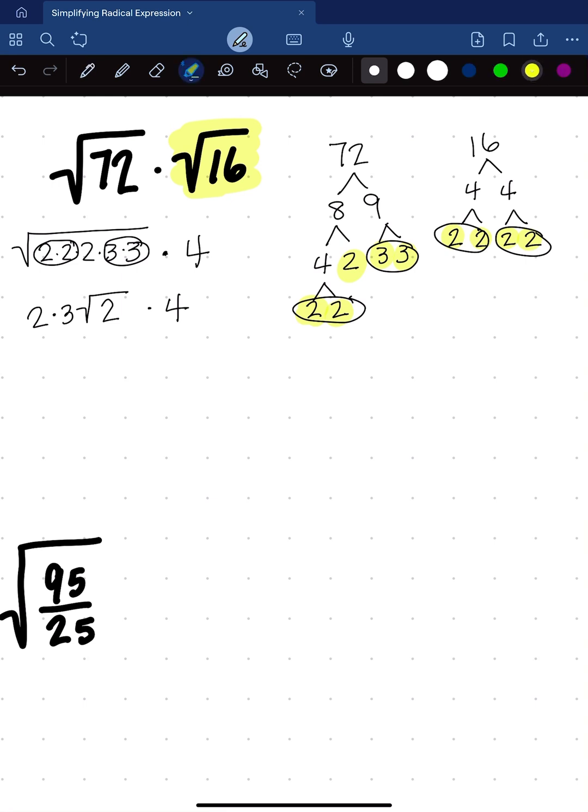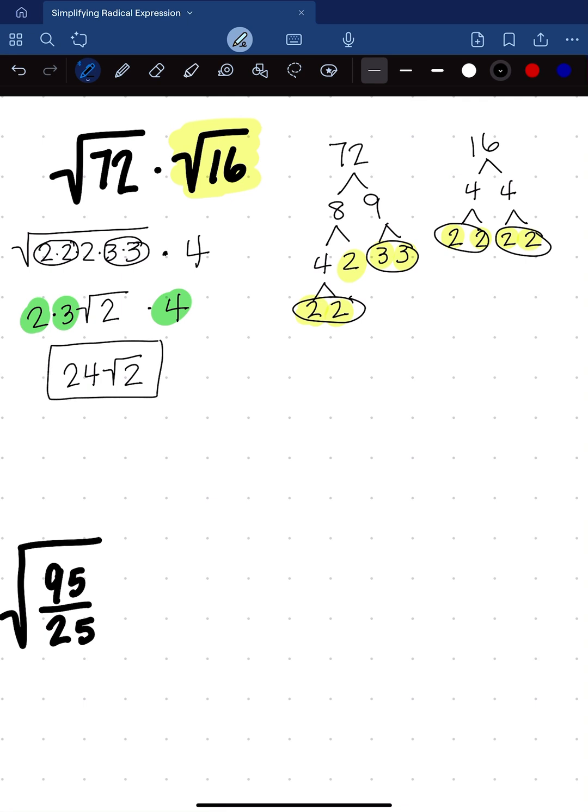I can simplify further by multiplying all my coefficients. So 2 times 3 is 6, times 4 is 24, and then I have the square root of 2 left. This is the simplest form of the product of radical expressions, the square root of 72 times 16. So now let's look at the quotient.